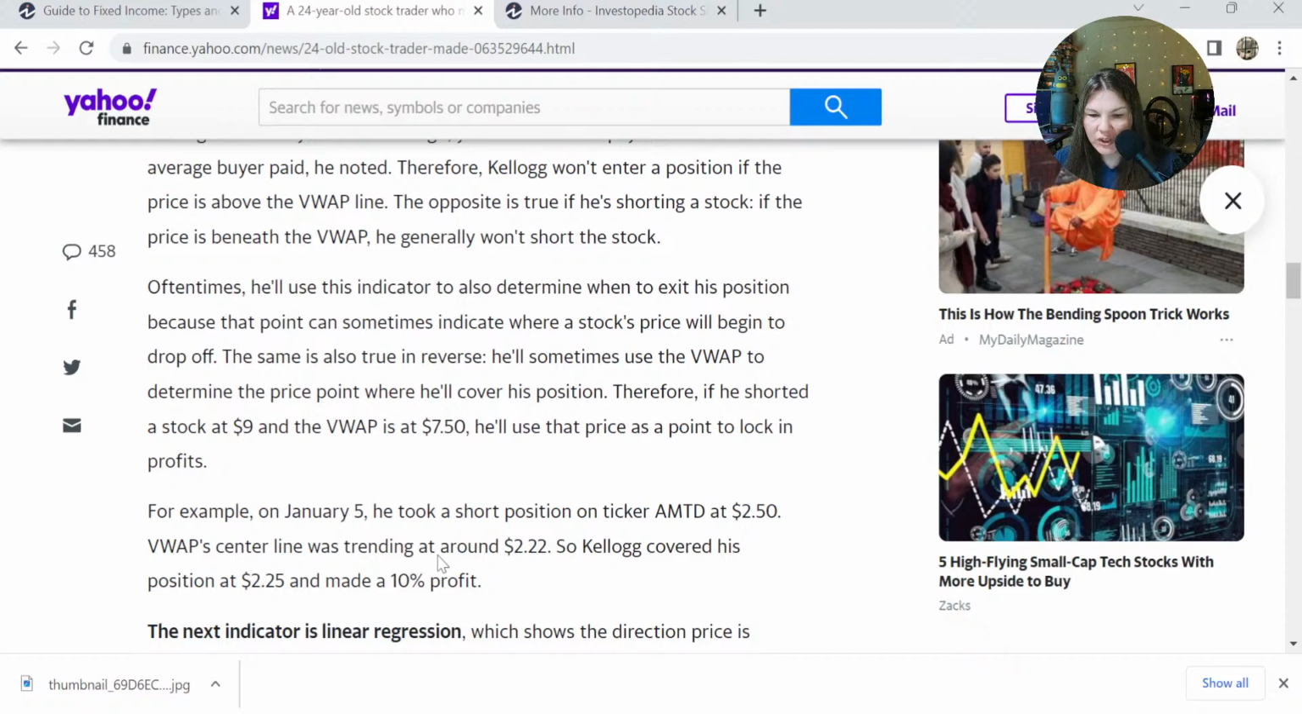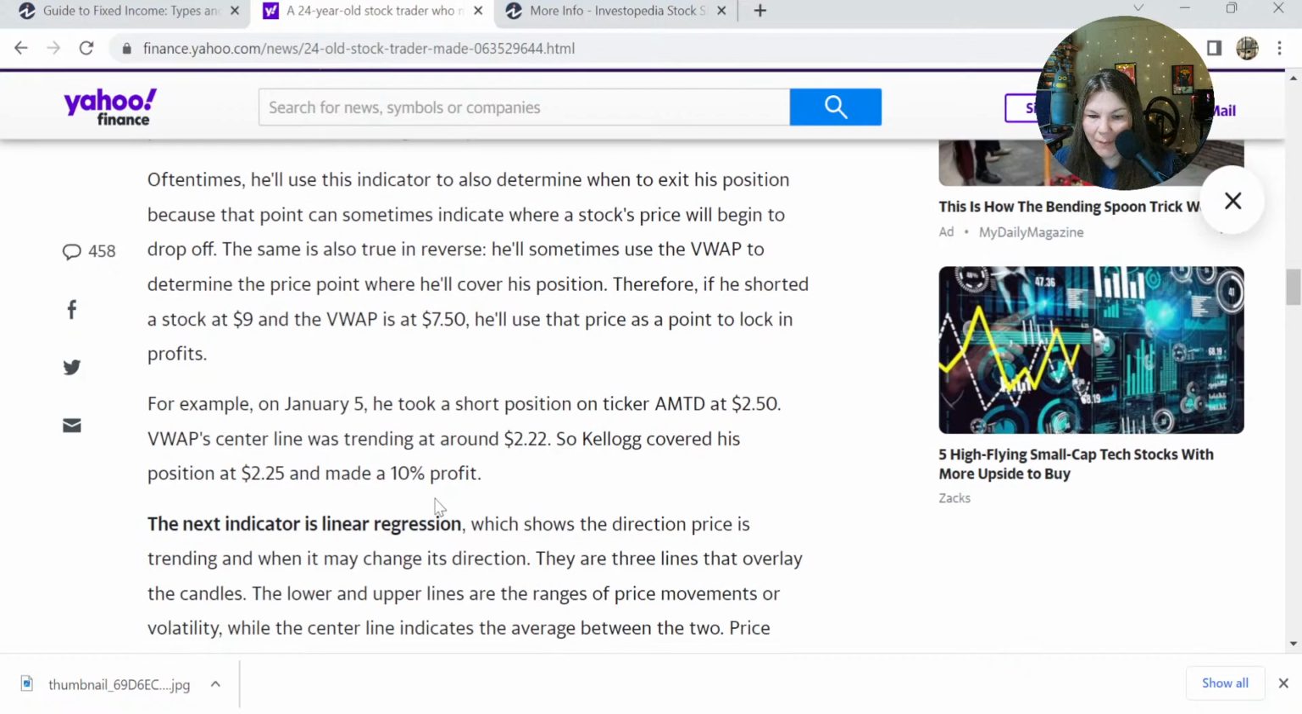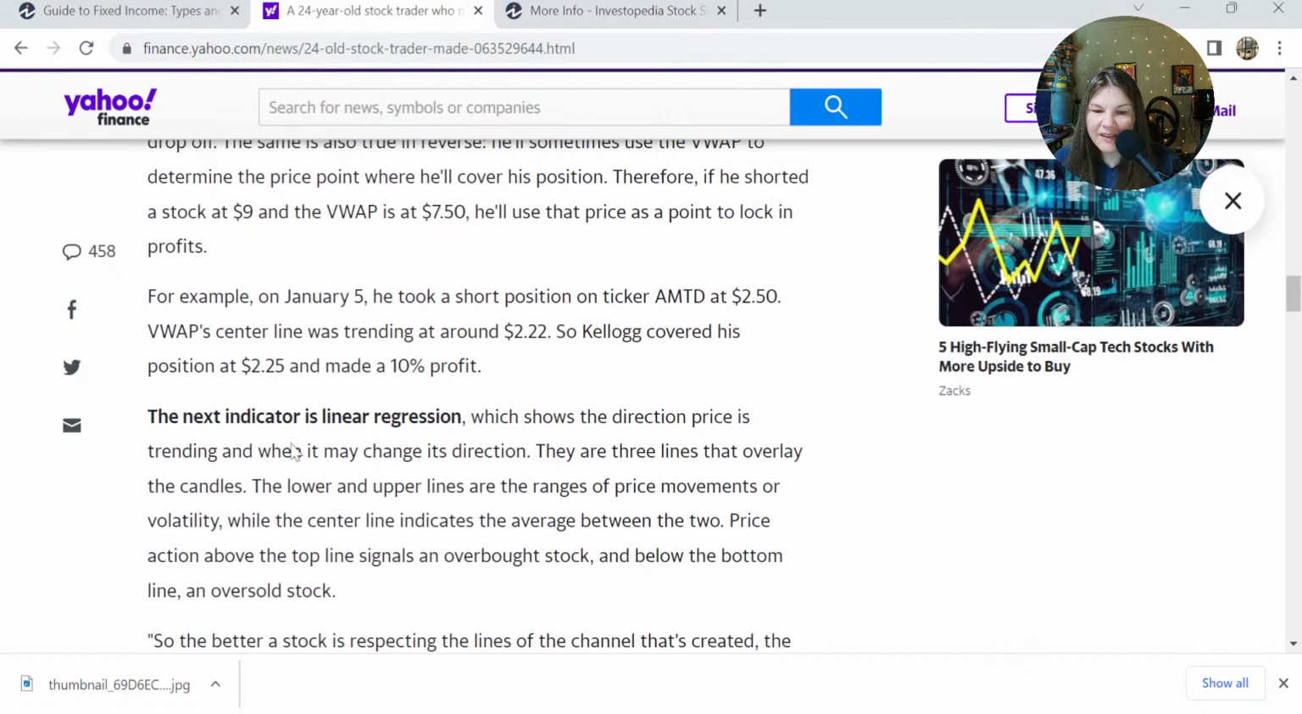VWAP center line was trending at around $2.22, so Kellogg covered his position at $2.25 and made a 10% profit. The next indicator is linear regression, which shows the direction price is trending and when it may change its direction. There are three lines that overlay the candles.